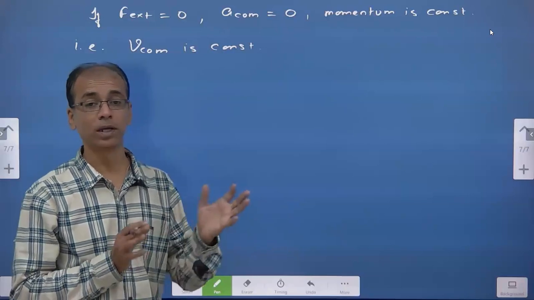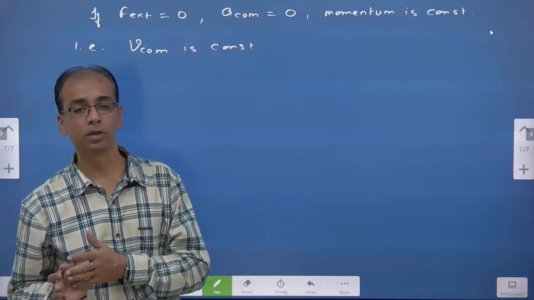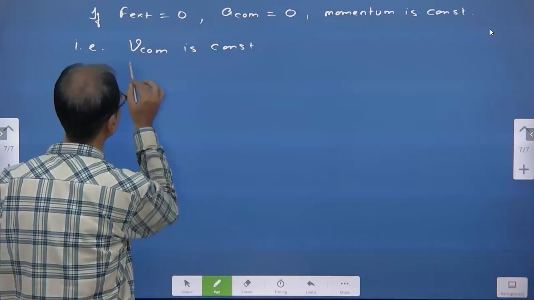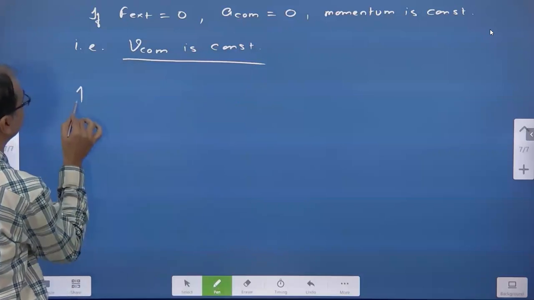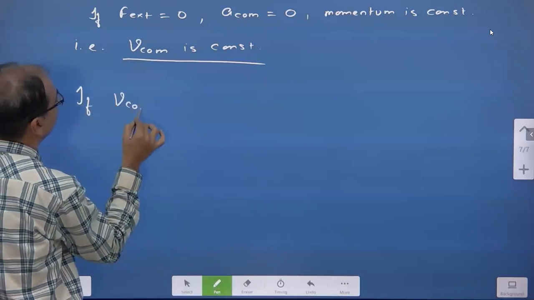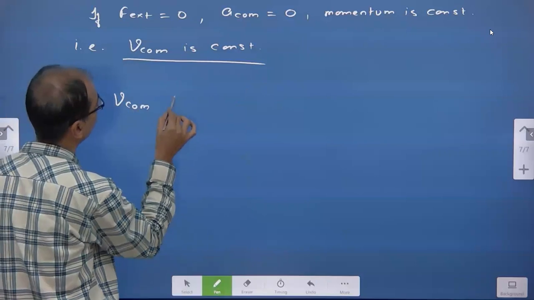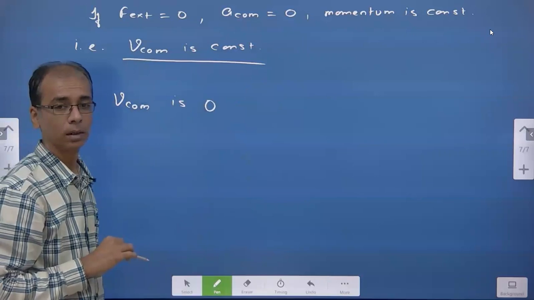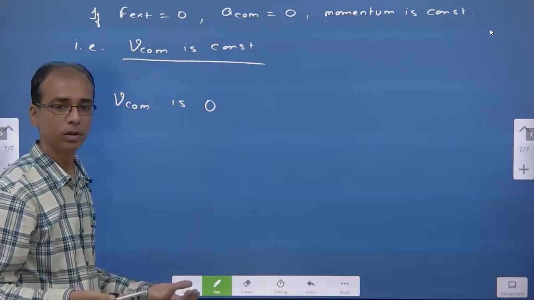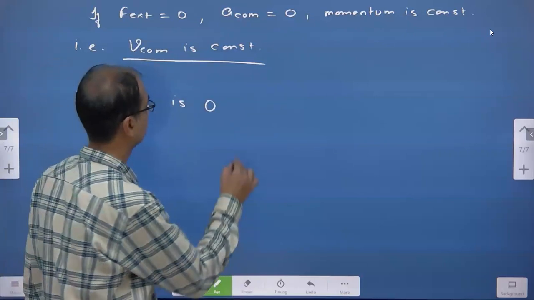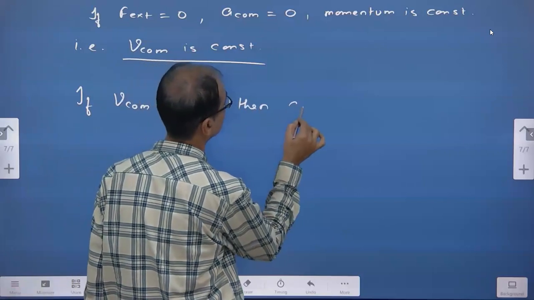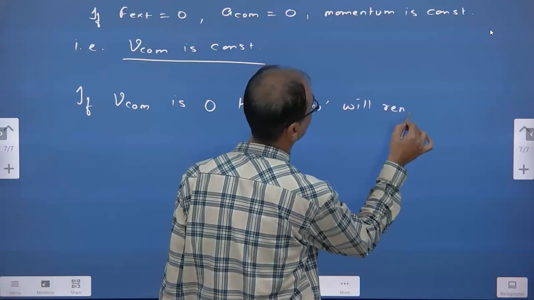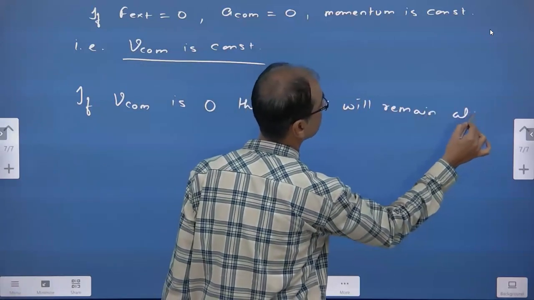Previous case also, boy and the plank. Initial momentum was 0, so final momentum also 0. What I'm trying to say is, if VCOM is 0, then center of mass will not move at all. Then center of mass will remain at its place.